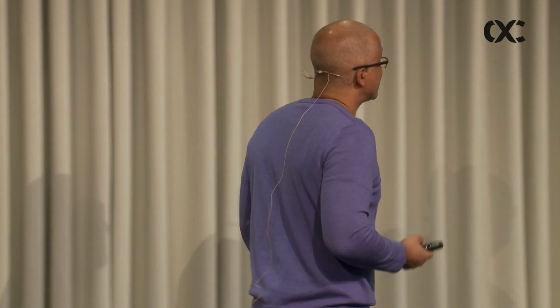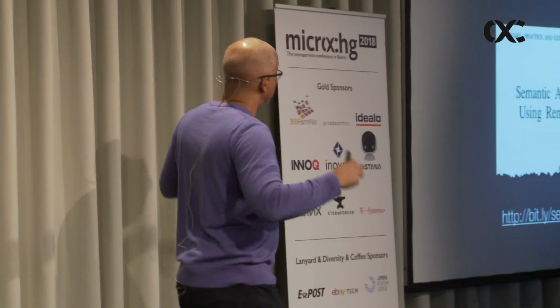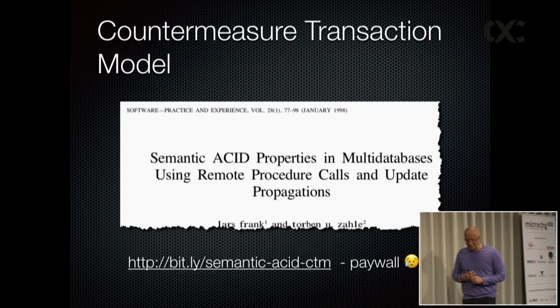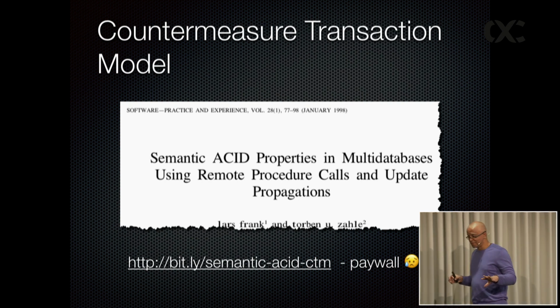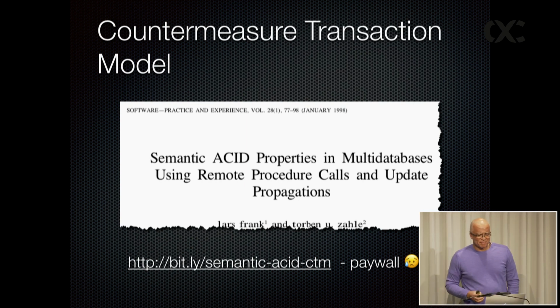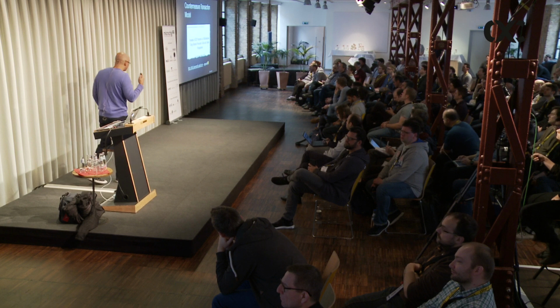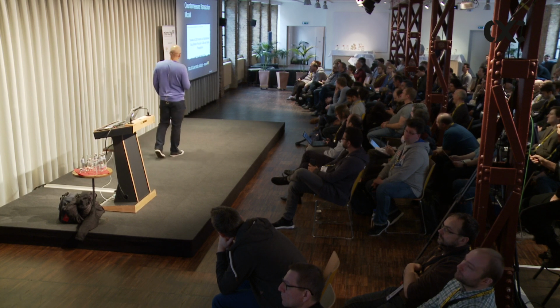But then it turns out that some academics had been thinking about this. There was this interesting paper with a great title, Semantic ACID Properties, and so on. What it proposes is the notion of using countermeasures to deal with the problems that I just described, which are anomalies. Sadly, you actually have to buy the paper, and it was written quite a long time ago. But it's a very useful source of information. It has a great conceptual framework for thinking about sagas.